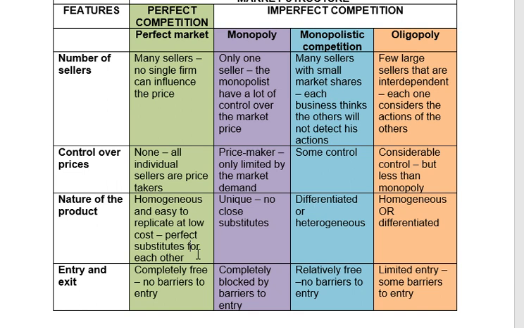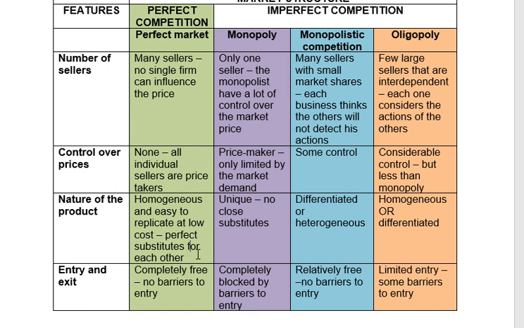Each product is different. In an oligopoly, your products can be homogeneous or they can be differentiated. If your products are homogeneous, identical, it is called a pure oligopoly. If they sell a differentiated product, it will be known as a differentiated oligopoly.